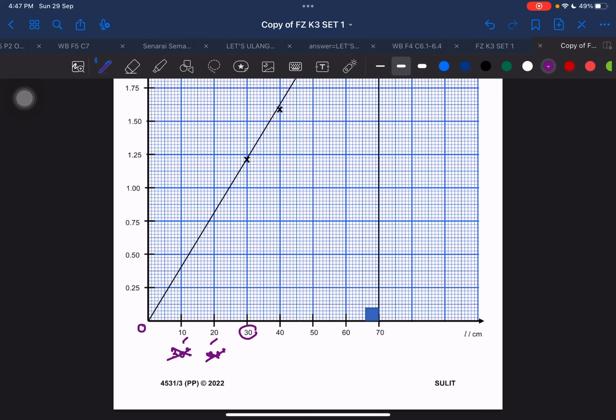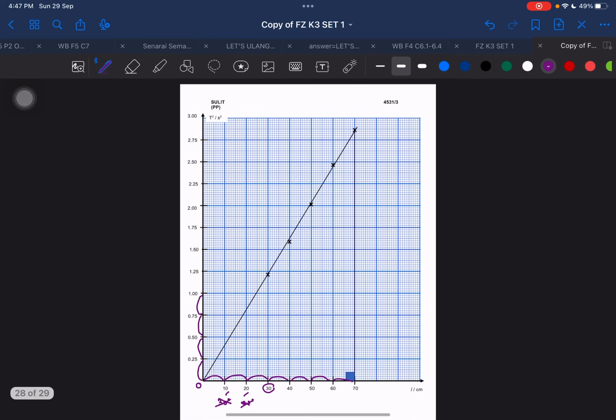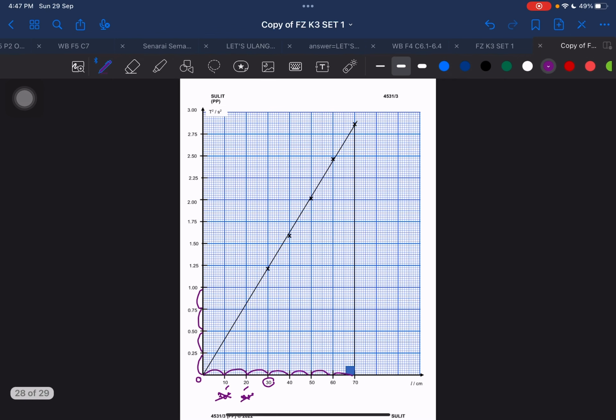Must start with a uniform scale. So the difference here must be the same. This is 10. This is also 10. This is also 10. Understand? And then here you see 0.25. Here also 0.25. Here also 0.25. Clear? Alright. So you transfer your data. Then draw the best fit graph.